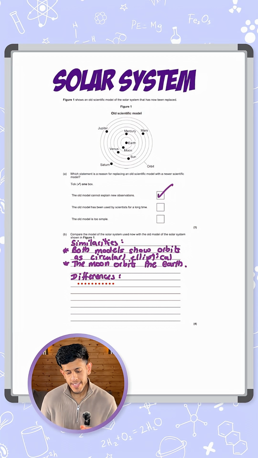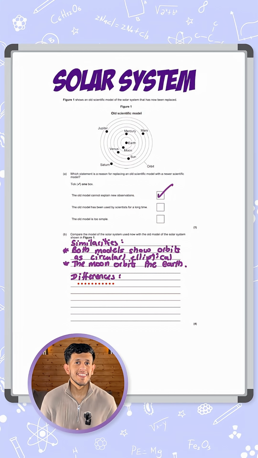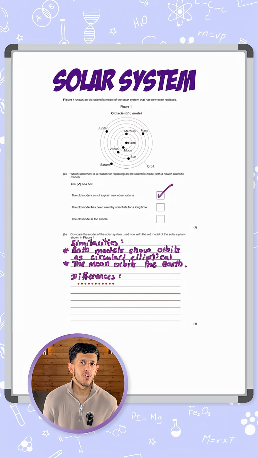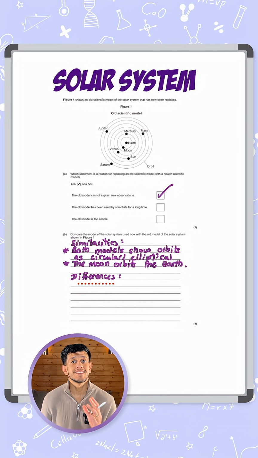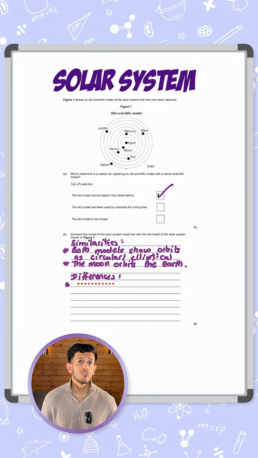So first of all, this old model here is showing that all of the orbits are around the Earth, and the Earth is the center of the solar system. This just isn't correct. We know that now. The center is the sun. So we can say that that's one difference. The old model shows the Earth as the center, but the new model shows the sun.